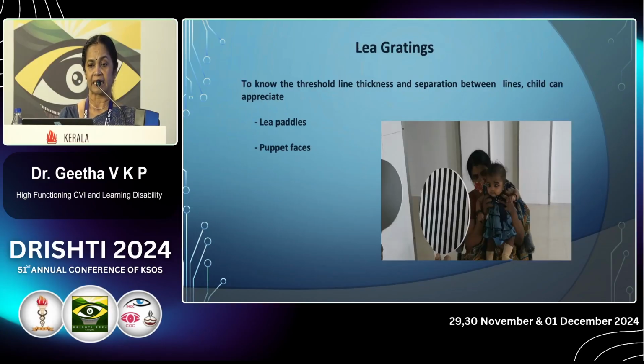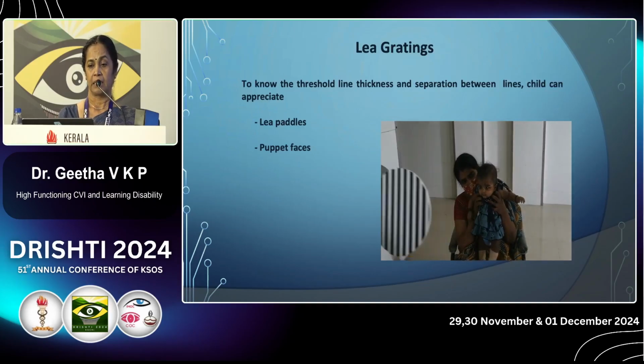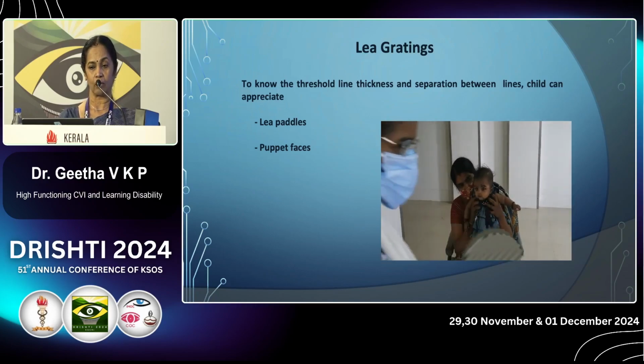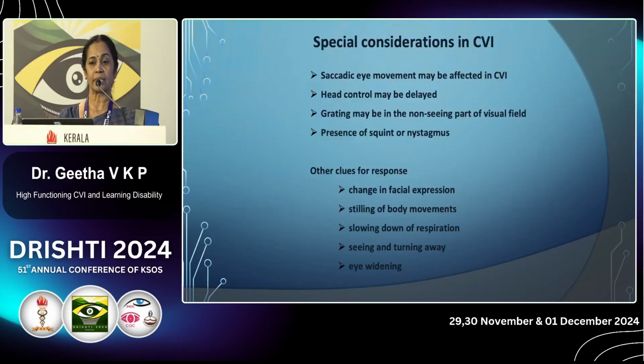Then Lea gratings ratings. Preferential looking is the principle. See, that is a 6-month-old baby. See how we can see whether the child can see. And always explain to the parents the line thickness the child could appreciate compared to that of their fingers. Make them understand. Otherwise, there is no point in doing lots of tests. Always we should tell them.